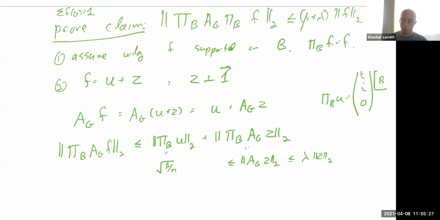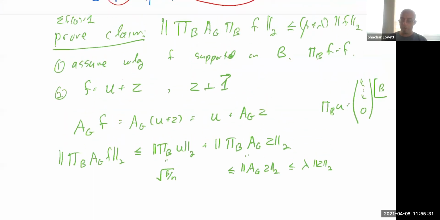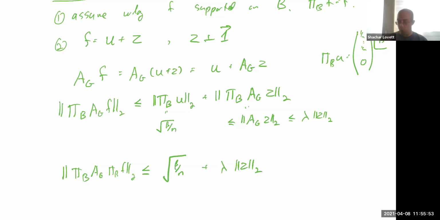So now we need to somehow put all of these things together. So what have we got so far? We try to get this beta plus lambda times the L2 norm of F. So far, what have we proven? We've proven that pi b AG pi b F is at most two quantities, root beta over n plus lambda times the L2 norm of Z. And now we sort of want to connect these two things together. But let me first just consult the notes for a second.